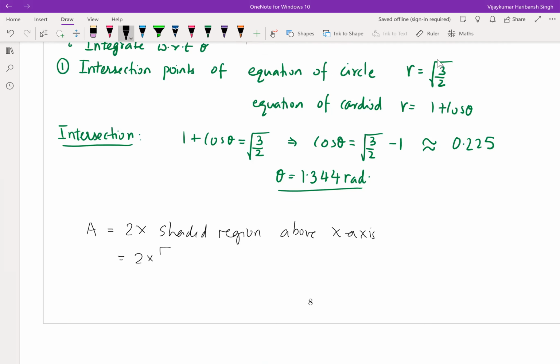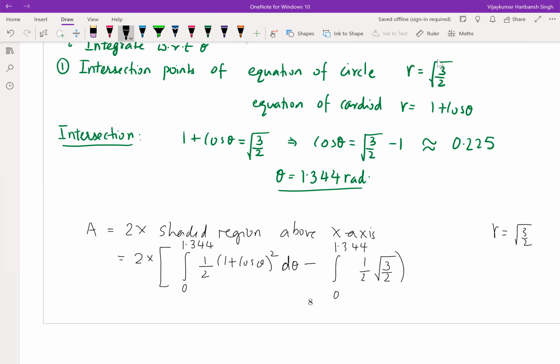So this is going to be 2 times the integral from 0 to 1.344 of half times (1 plus cos theta) the whole squared d theta. And out of this area, I'm removing, from 0 to 1.344, the equation of the circle. The equation of the circle is r equals root 3 by 2, so it's half times (root 3 by 2) the whole squared d theta. Now from here, you can get the general formula.